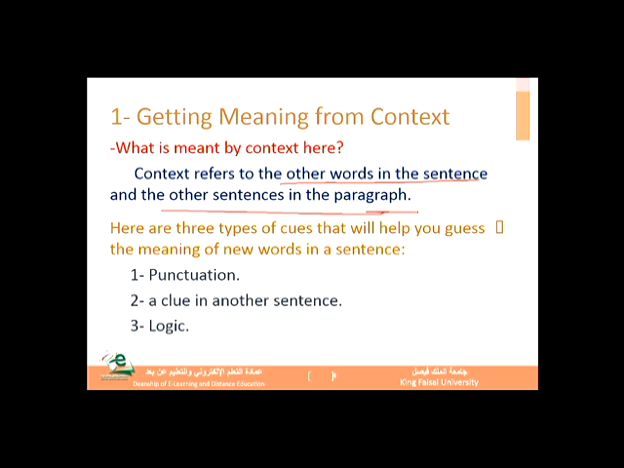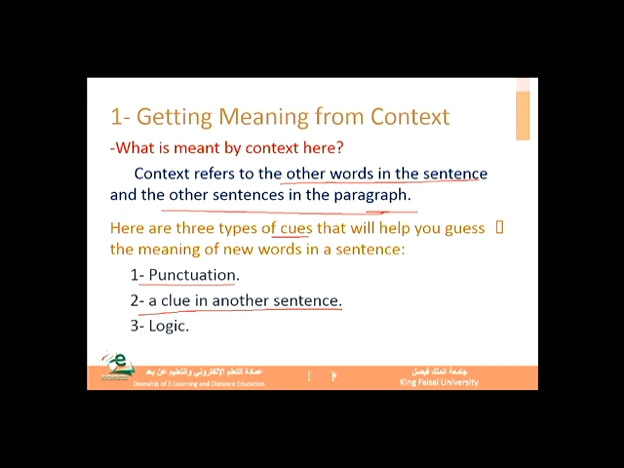The good news is that we don't have to do that all the time. Sometimes we have what we call cues to the meaning. So here are some types of cues that will help you guess the meaning of the new words in a sentence. In this lecture, we are going to talk about 3 of them. First of all, punctuation. Number 2, a clue in another sentence. Just read another sentence and then the meaning might be clearer. So don't stop at the word and go to the dictionary. No, just keep reading. It might get really clearer when you read the second sentence.